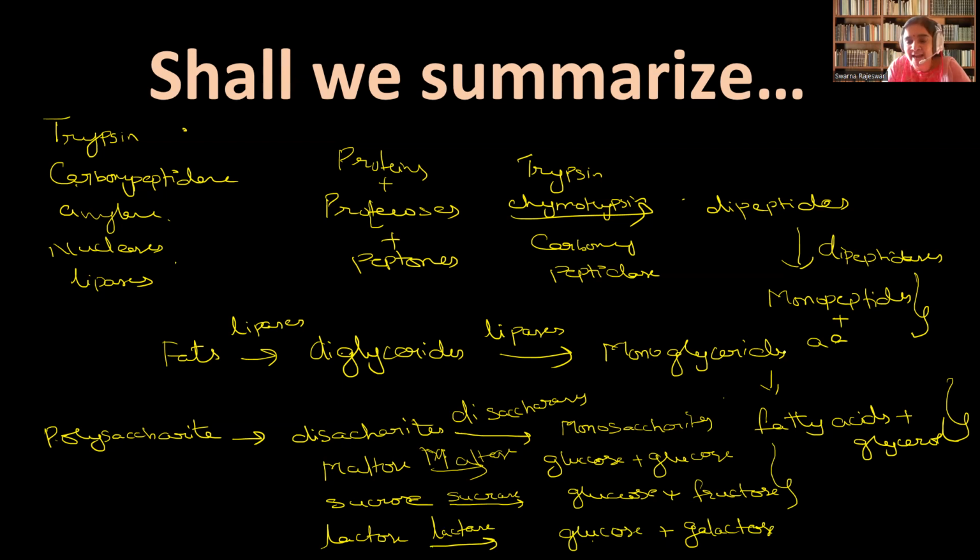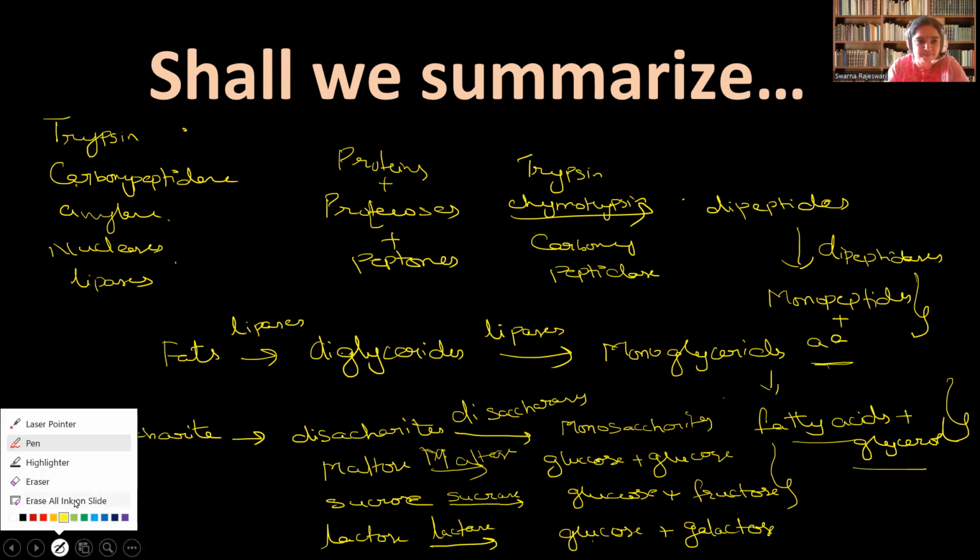So here we have seen the end products of digestion. What are the end products of protein digestion? It is amino acids, whereas the end products of fat digestion are fatty acids and glycerol, and the product of carbohydrate digestion is monosaccharides.